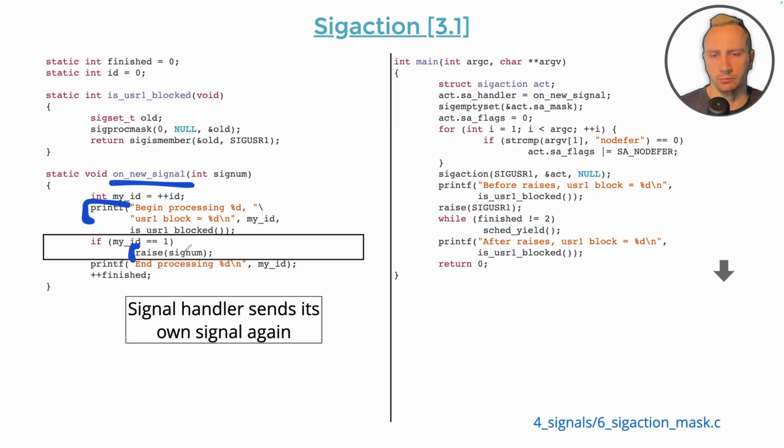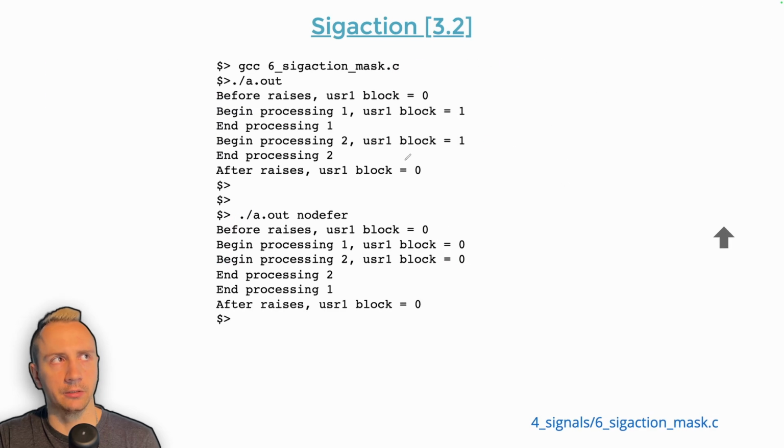The process will firstly finish the current signal handling and then handle the next one. If no defer is enabled, then the signal will be instantly handled again recursively. And I will try to do it several times to see if I get the recursion or not. So let's try to run it.